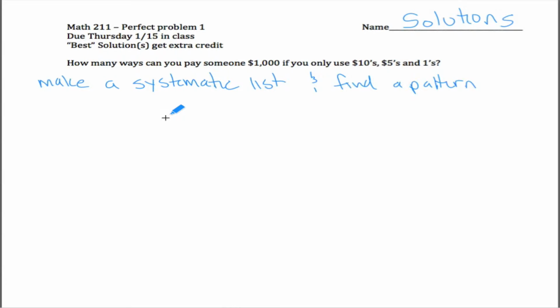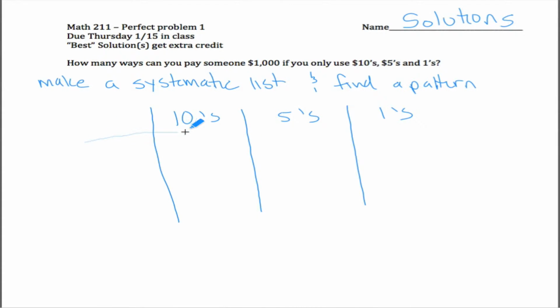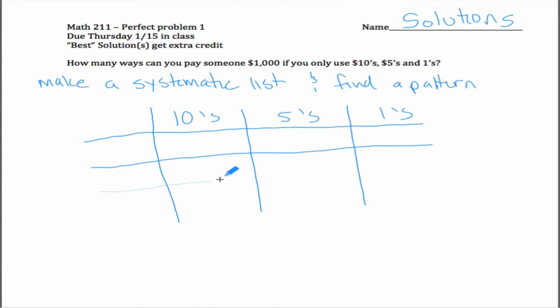Anyways, we need $1,000. We are using $10 bills, $5 bills, and $1 bills. So let's make a big table here. Maybe this is the number. So I think the easiest way to do it is to fix something.